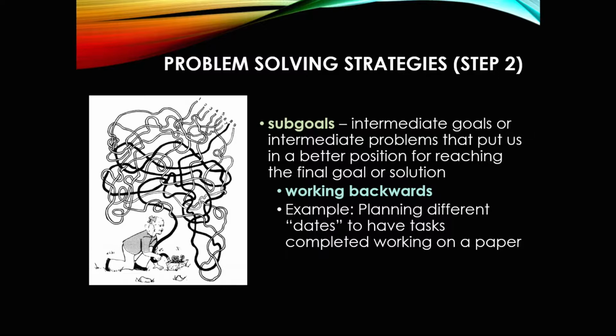And something that works well with sub goals is working backwards. Start at what the ultimate goal is and then work backwards from there. What do you need to achieve just before the end goal? What about just before that and before that? And this helps you to plan out your strategy.